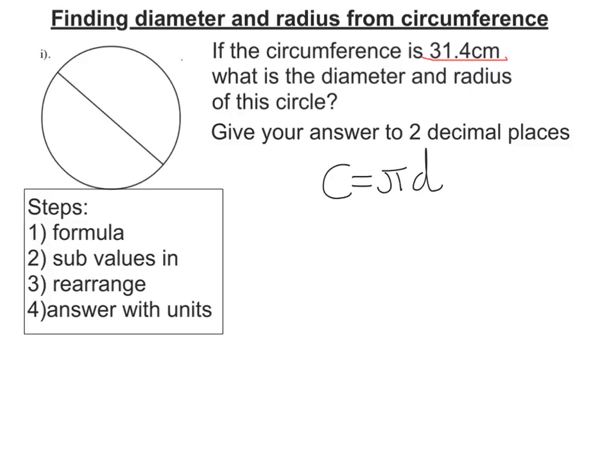Next, we sub the values in. So what do I know? Do I know what C is? Yes, C has been given as 31.4. So I'm going to have 31.4 is equal to pi, I know what that is, and d, I don't know what that is, so we're just calling it d.